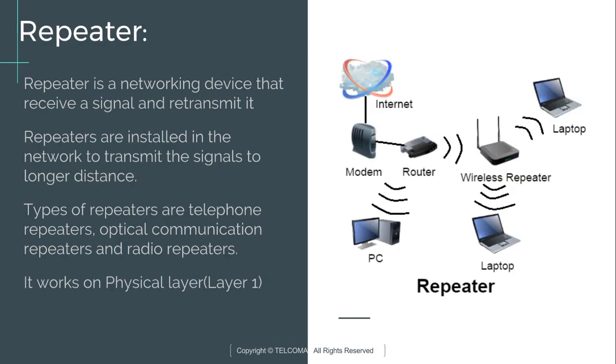The next network element is repeater. A repeater is a networking device that receives a signal, amplifies it and then retransmits it in the network. Repeaters are installed in the network to transmit the signal over longer distances. Types of repeaters are telephone repeater, optical communication repeater and radio repeater. It works on the physical layer or layer 1 of the OSI model. As shown in the diagram, the wireless repeater is used to repeat or amplify the signal to a longer distance.